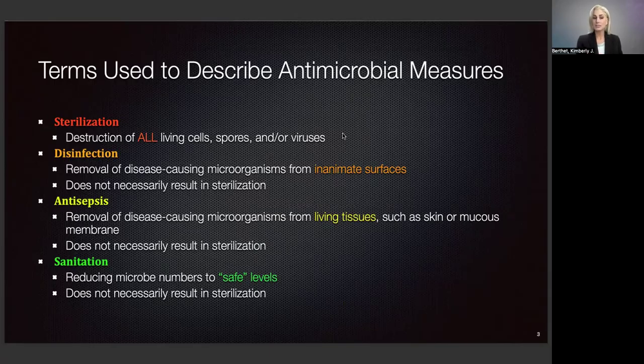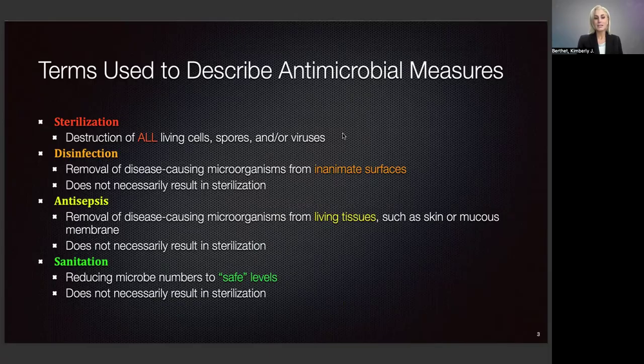Because when we look at antiseptics, here we're removing disease-causing microorganisms, but on living tissue. So in a clinical setting, we could see a disinfectant used on maybe a hospital bed or tools, where an antiseptic is used maybe on a wound or living tissue. And sterilization would be something that's done on maybe surgical tools that are going to be used.